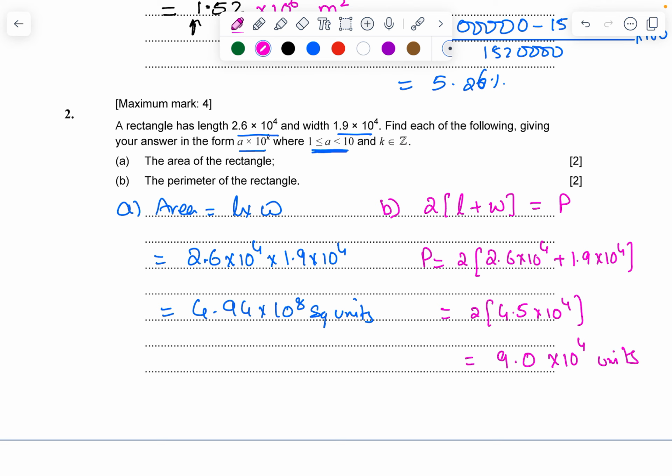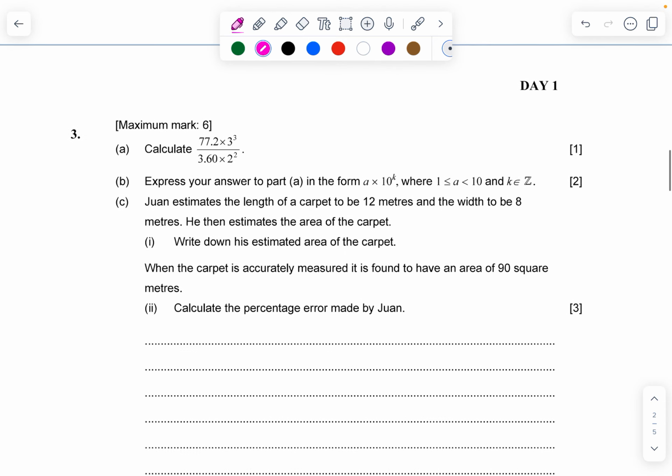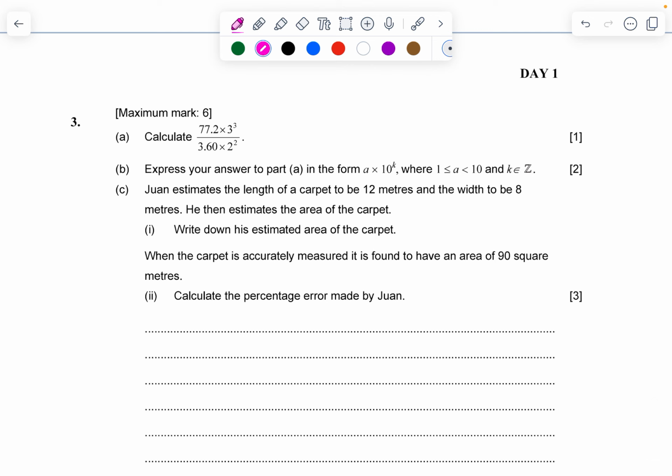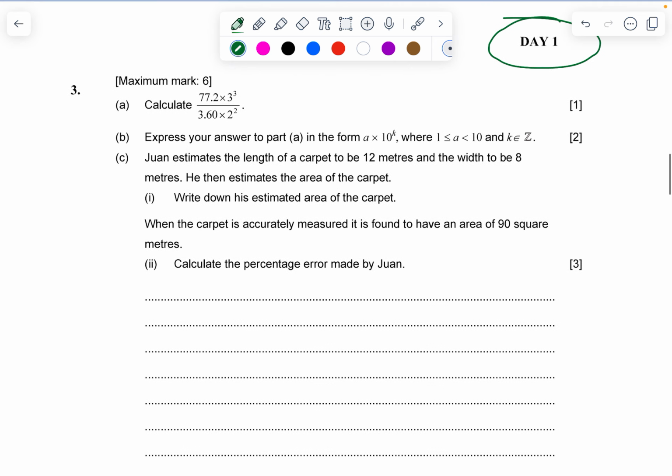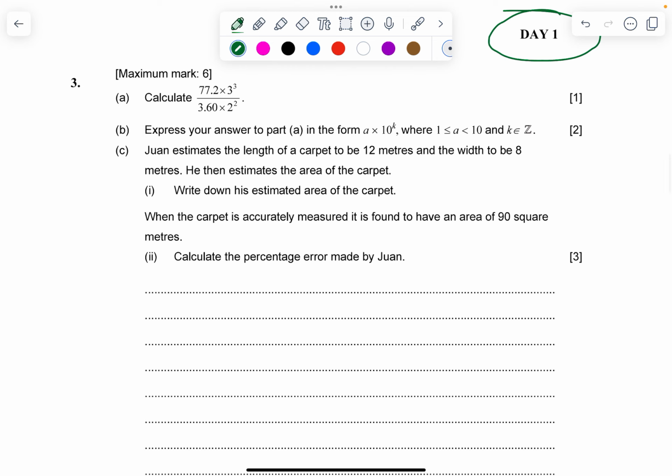Second question done. We are doing just 5 questions per day. So if you concentrate and learn these questions carefully for the next few days, automatically your score will improve significantly. Question number 3. Calculate 77.2 times 3 cubed divided by 3.60 times 2 to the power of 2.